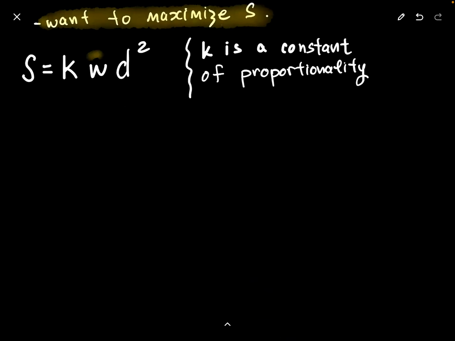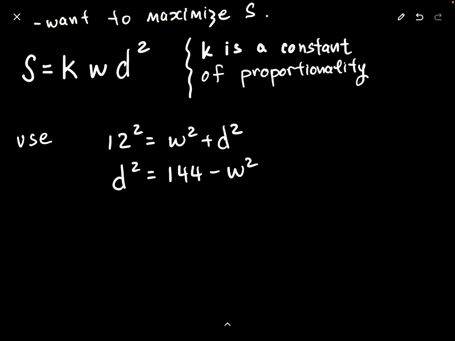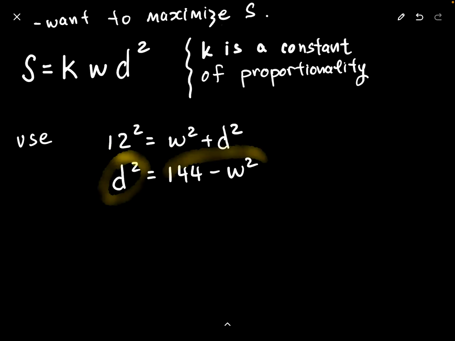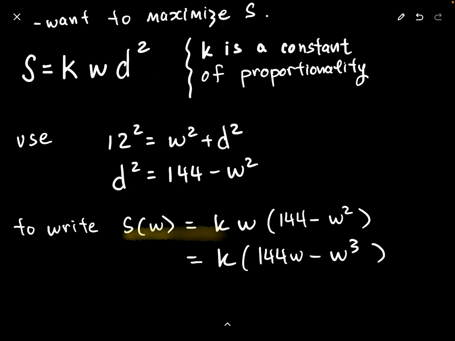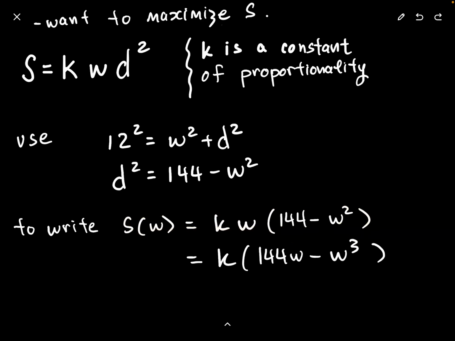The strength is proportional to the width, and it's also proportional to the square of the depth, where k will be a constant of proportionality, and k can be different for different types of wood, and we will just treat it as a constant. Next, we'll use the Pythagorean Theorem to write d squared in terms of w. So 12 squared is equal to w squared plus d squared. So then we can write d squared as 144 minus w squared. And we can plug that in for d squared. So S of w will be kw times 144 minus w squared, which is constant k times 144w minus w cubed.